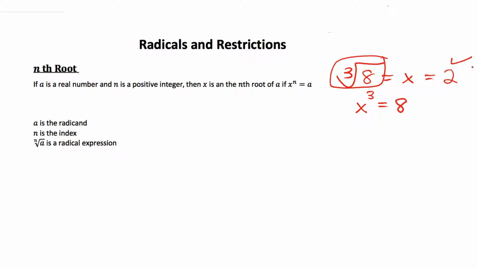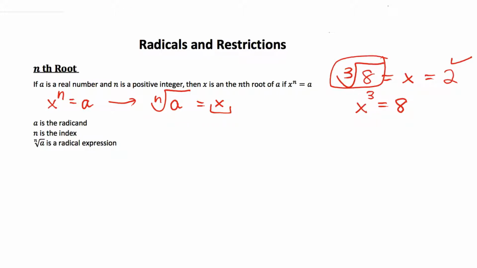So here's a general definition of an nth root. If we have a real number a and a positive integer n, then x is an nth root of a if x to the n equals a. Which sounds technical, but it's exactly what I just said with my example. If I have x to an exponent n equaling a, we can write that in radical form as the nth root of a equals x, which means we're looking for the number which when multiplied by itself n times would give us the value of a.